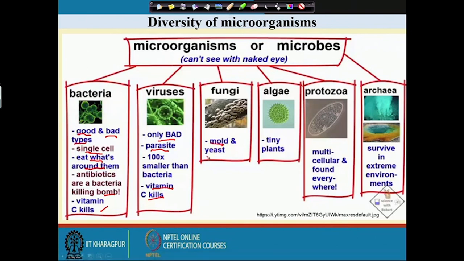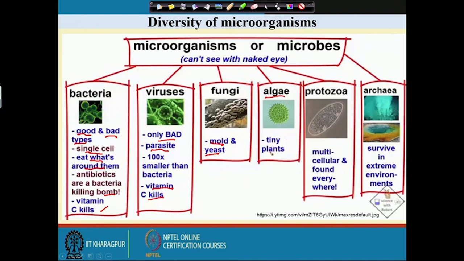But if you consider yeast, it also has several applications. We have food yeast and we have fodder yeast. Food yeast has some nutritional value, particularly baker's yeast, which is largely used for the bread making industry, and fodder yeast is mostly used as animal feed.